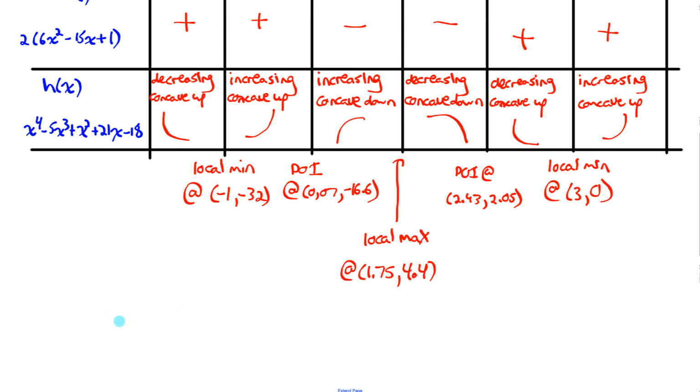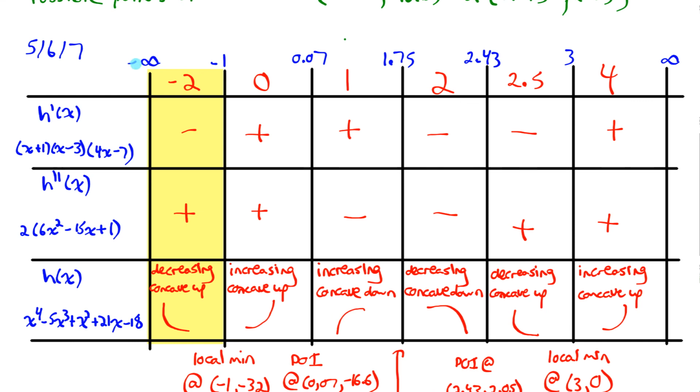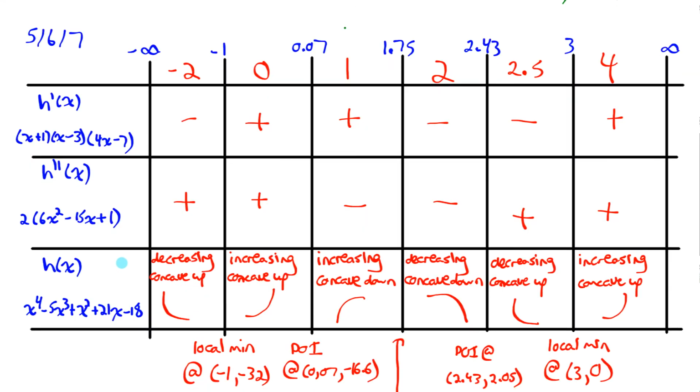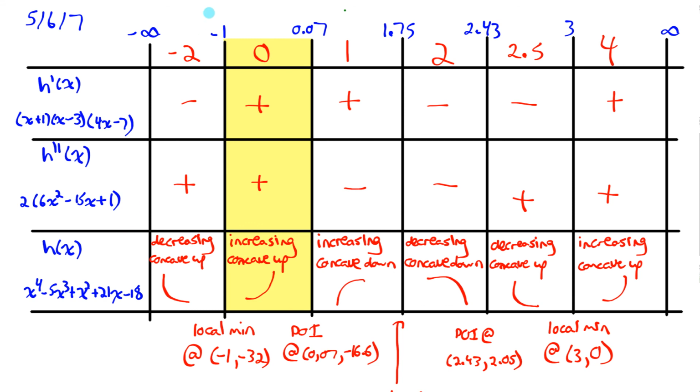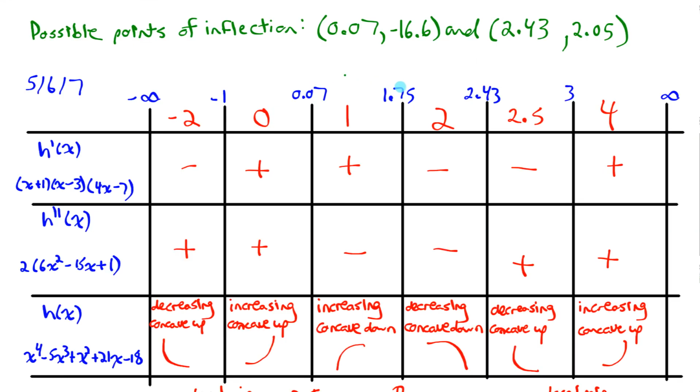Okay, so let's sketch the graph of our function following all the information we have here. So we know in each interval whether the function is increasing or decreasing, and whether it's going to be concave up or concave down. In the first interval, when x is less than -1, we need to have a decreasing function that's concave up. So it needs to look like this. And then the next interval, between -1 and 0.07, it needs to be increasing and concave up. So it has to look like this. And in the next interval, between 0.07 and 1.75, increasing and concave down, so it needs to look like that.